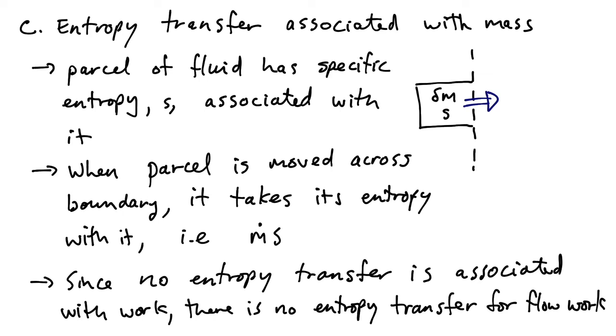Now, since there's no entropy transfer associated with work, there's also no entropy transfer associated with the flow work that's required to cross the boundary. So this is all that we have to take into account. We don't have to do anything with the fact that there's flow work in addition. So that summarizes the three main entropy transfers that we can see in a system, which will allow us to develop our quantitative form of the second law.